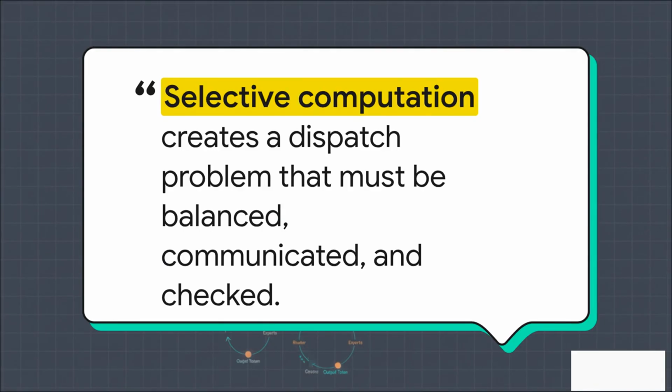When you move away from activating every parameter and you choose to run sparse, efficient networks, you don't actually eliminate computation, you transform it. Selective computation creates a massive dispatch problem that has to be meticulously balanced, physically communicated across GPUs, and constantly checked for wrong routes. The intelligence of the model isn't just in the parameters anymore, it's in the logistics. So as models scale even further, we really have to ask, will future breakthroughs come from better math or simply from better traffic control?